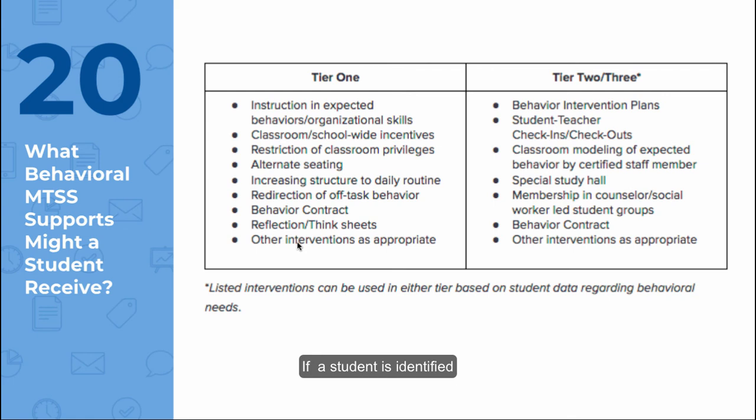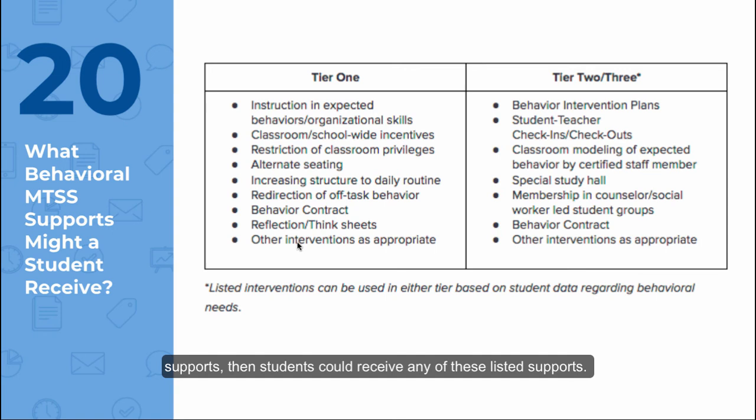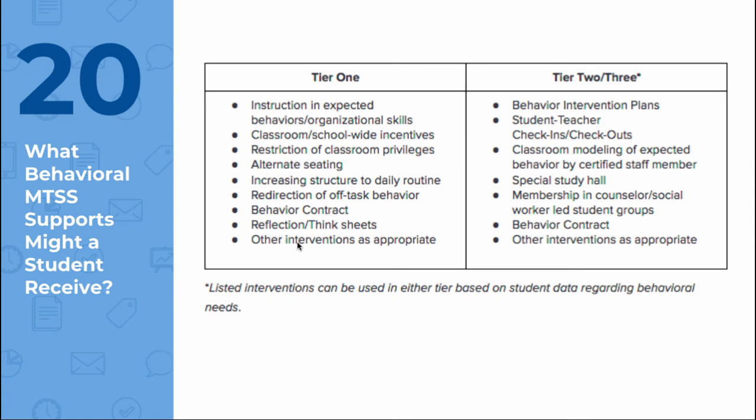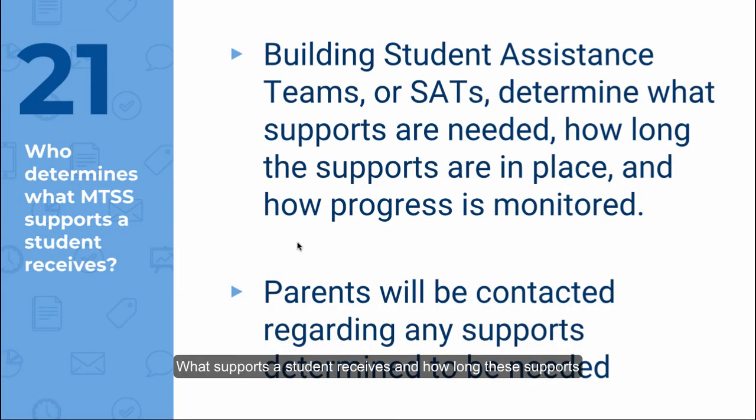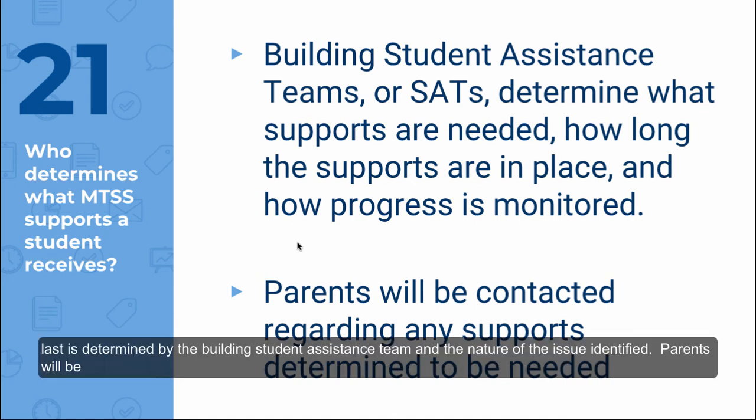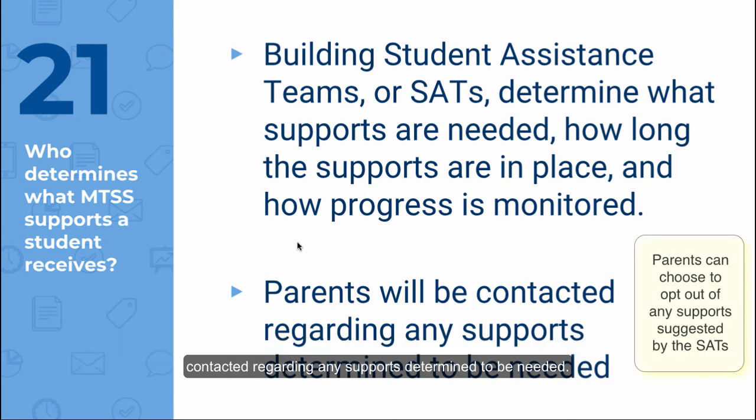If a student is identified by the student assistance team at their building as needing supports, then students could receive any of these listed supports. What supports a student receives and how long these supports last is determined by the building student assistance team and the nature of the issue identified. Parents will be contacted regarding any supports determined to be needed.